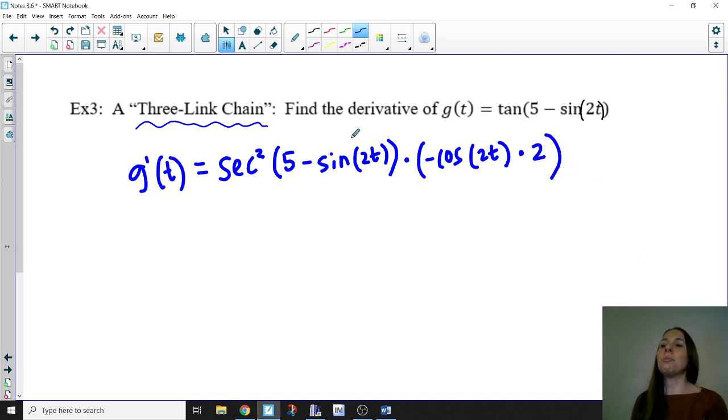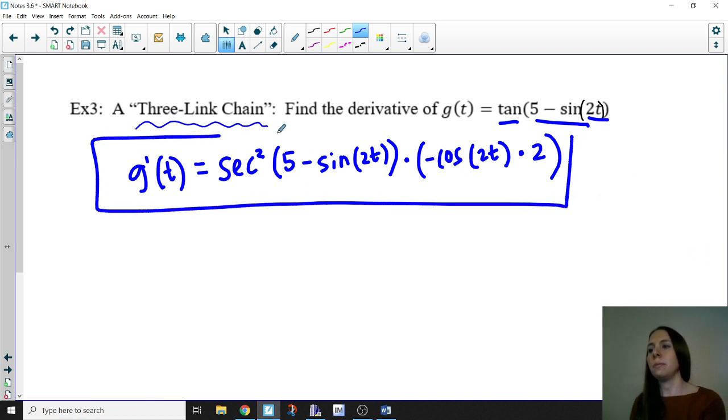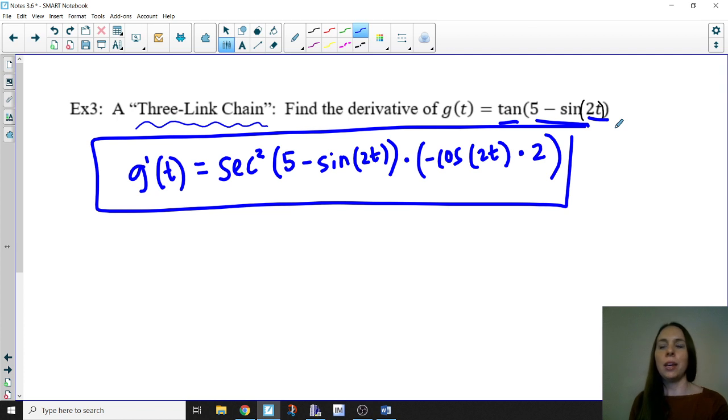So this is called a 3-link chain because we differentiated technically 3 times. We differentiated the tangent. We differentiated what was in the tangent. But what was in the tangent was a sine, and so we also had to differentiate what was in the sine. I'm not going to simplify that, though. That was enough. I hope you understood it.